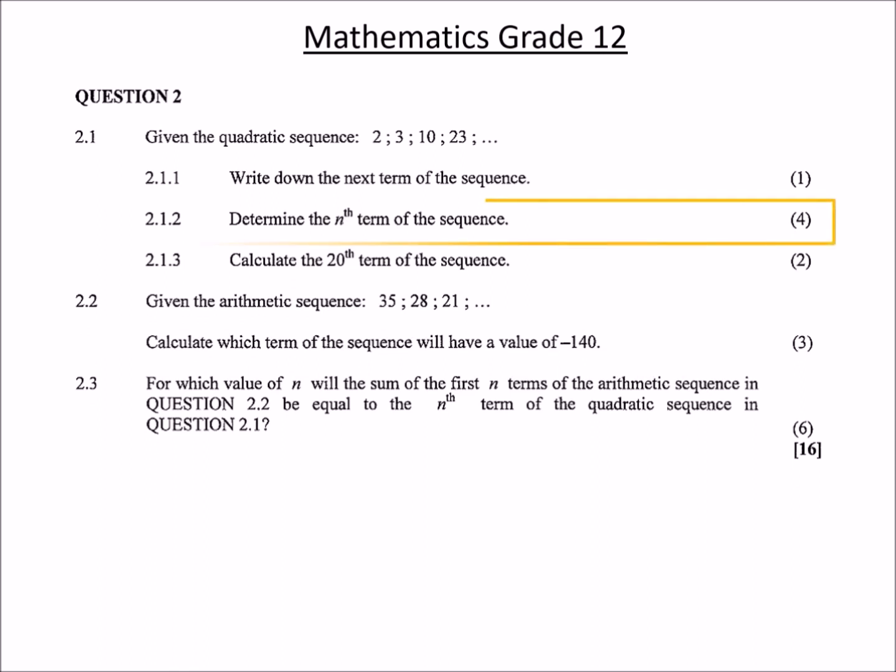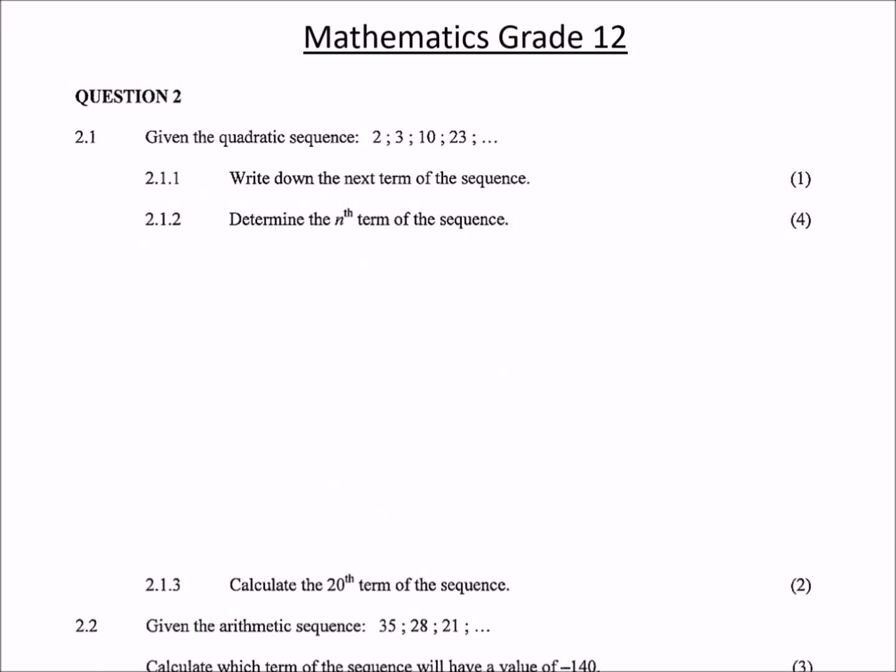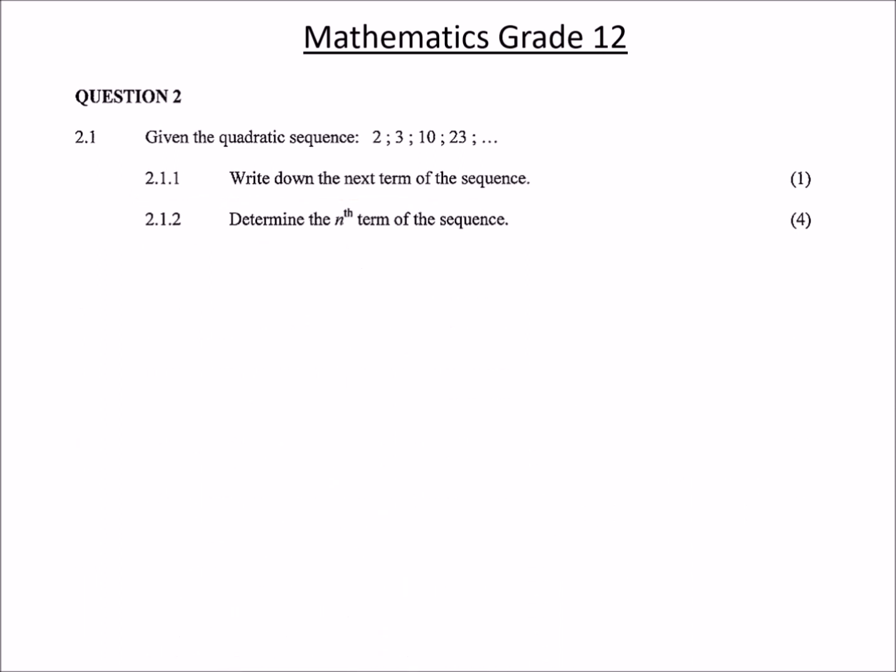Now 2.1.2. Determine the nth term of the sequence. We first have to find a. Let's rewrite the sequence and try to first find the first difference by subtracting the current term by its previous.